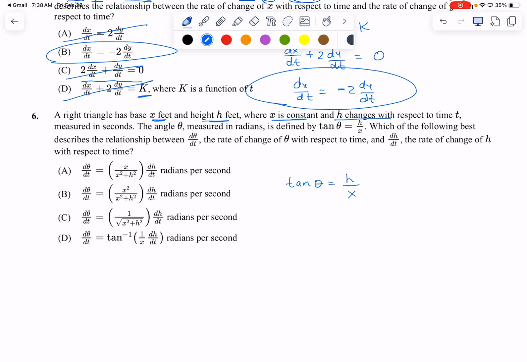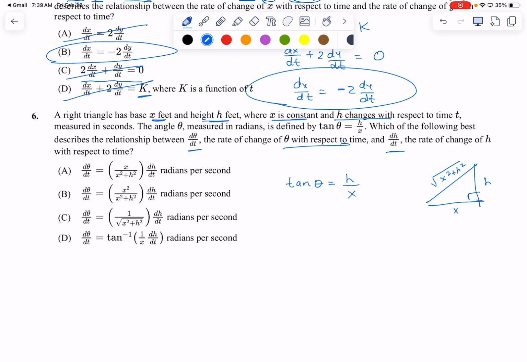All right, tangent theta is equal to h over x. Which of the following best describes the relationship between d theta dt with respect to time, and dh dt? So h is held constant this time. Again, we're going to do that right triangle. This is x and this is h. I'm going to cheat because I already had it done from last time. It was the square root of x squared plus h squared, that hypotenuse, and we found that with the Pythagorean theorem. So that's already done for us, and when we have to do secant in a minute, we've got it.